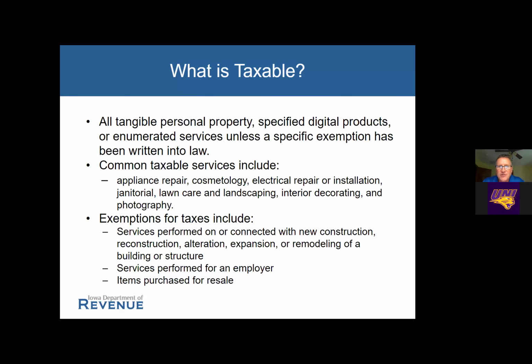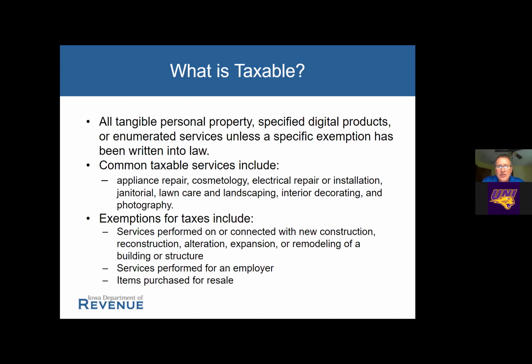Common taxable services, and we have a publication on our website dealing with taxable services, but I've got some of the common ones listed here. Appliance repair, cosmetology services, electrical repair, janitorial services, lawn care, landscaping, interior decorating, photography. These are just an example of some of the services that are taxable. Again, check out our website, check out the taxable services publication. That'll give you a list of all of them. Plus, it'll give you a link to the administrative rules that expands on them and tells exactly what all these services entail.